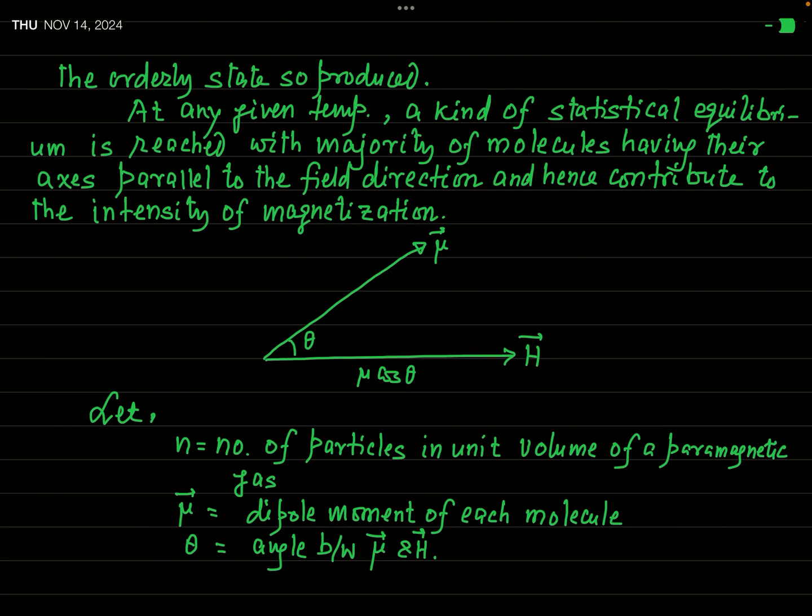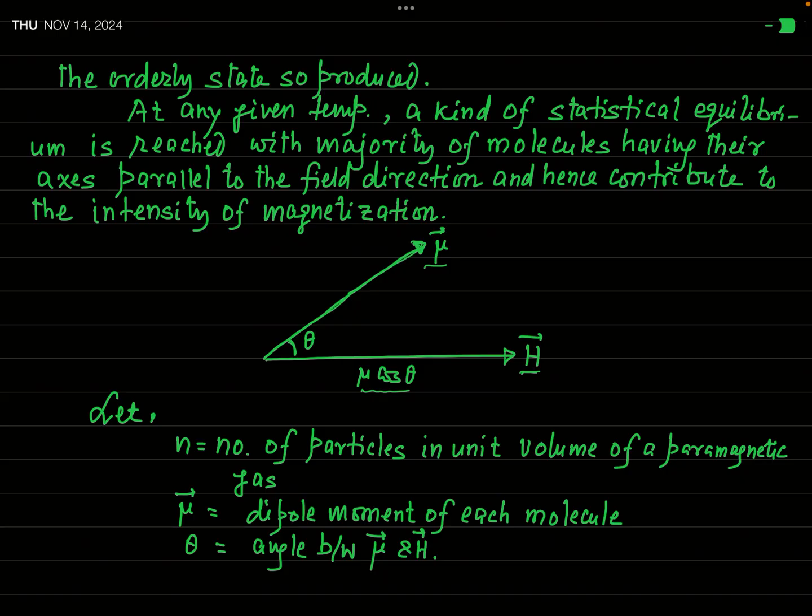Here, I have shown in this figure the direction of the magnetic moment mu of an atomic dipole or molecular dipole, and it is making an angle theta to the direction of the magnetizing field H. So in this condition, if theta is the angle between mu and H, then the component of mu along H will be equal to mu cos theta. Okay, but this fact will be used sometime later.